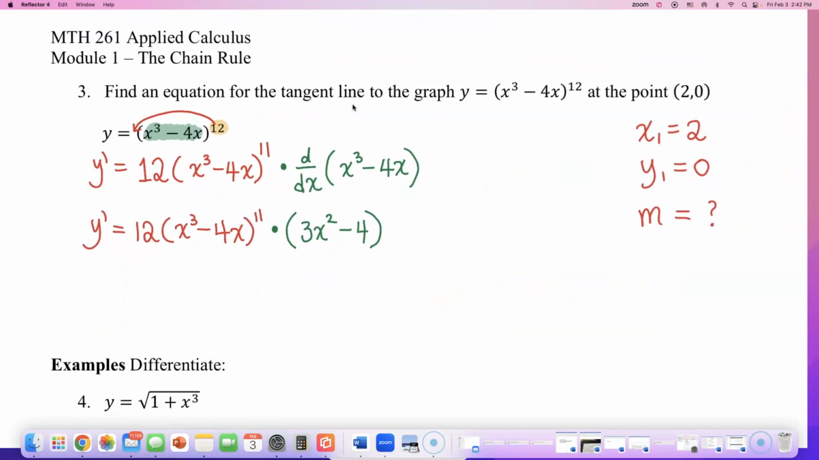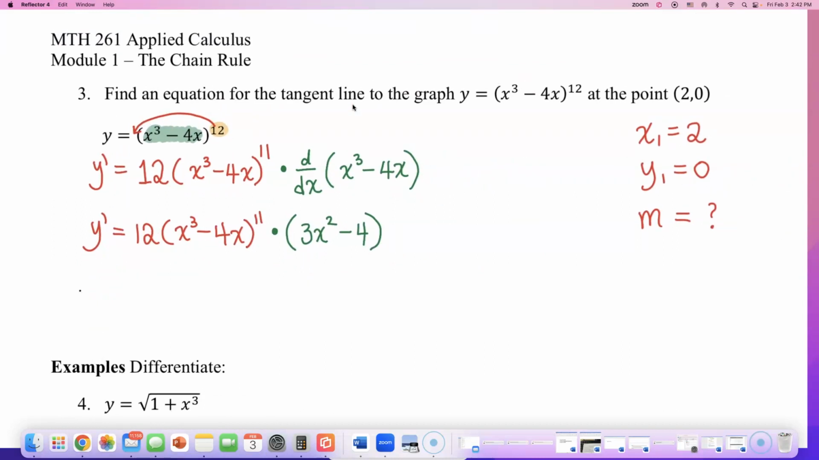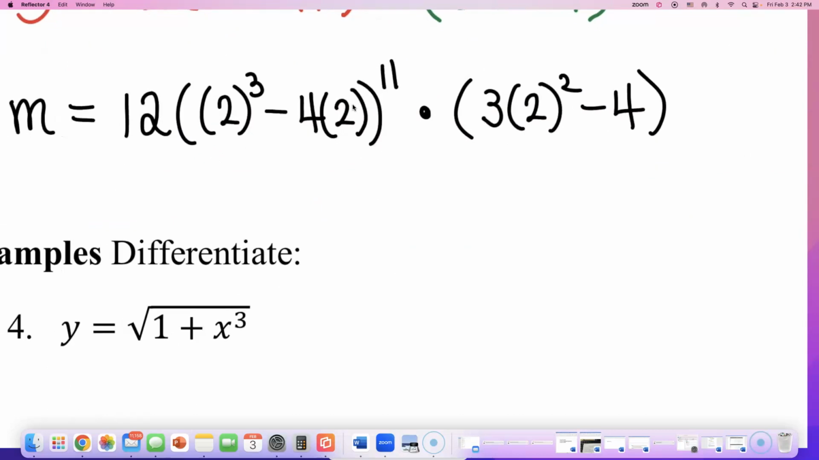Now we can find the slope by plugging the x value into this function. So the slope is 12 times (2 cubed minus 4 times 2) raised to the 11th power. I am scared, because imagine raising a number to the 11th power. That's going to be a mess. All right, let's see though. Times 3 times 2 squared minus 4. Let's evaluate this. Let me try to do this without a calculator.